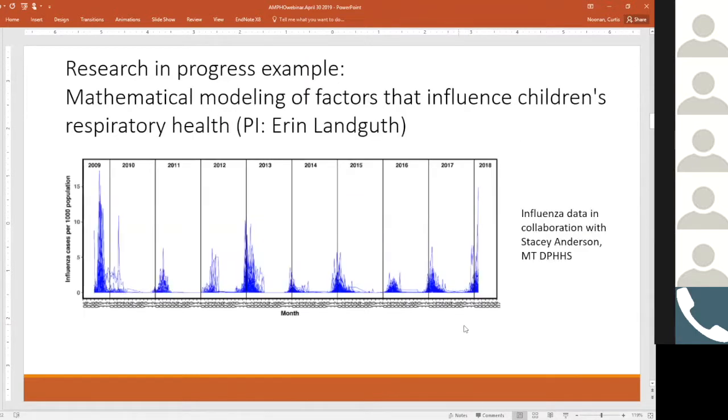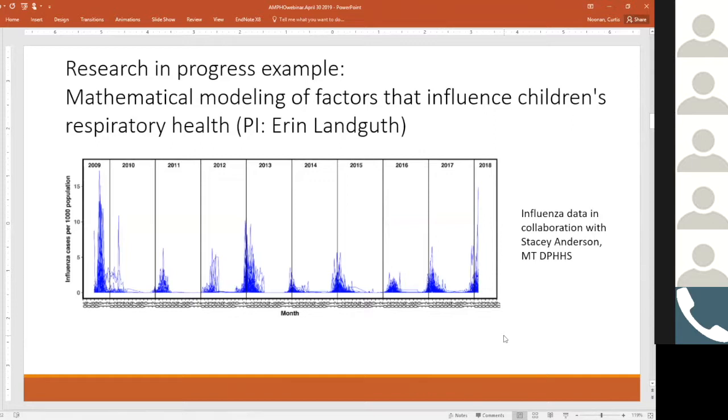Another investigator here, Aaron Languth, is working with lower respiratory tract infection and trying to figure out all the various factors that influence children's risk of respiratory infection. And so as a starting point, she worked with Stacy Anderson at the Montana Department of Health and Human Services to look at influenza data that they capture on a regular basis. So this is just a time figure just showing the influenza data.